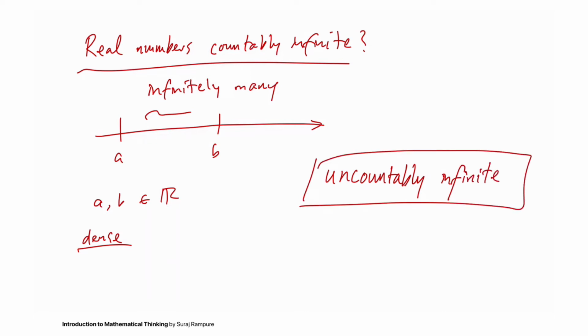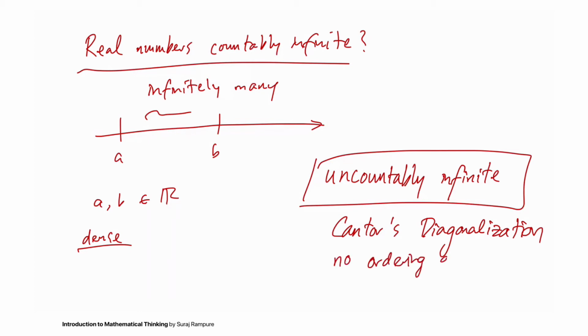Okay? The proof of that is sort of out of the scope of this course. But we can refer you to future courses in discrete math that go over this proof. If you're interested in researching it, it's called Cantor's diagonalization. And it proves that there's no ordering of the real numbers. Okay, so there's no ordering of the real numbers. There's no bijection from the naturals to the reals.